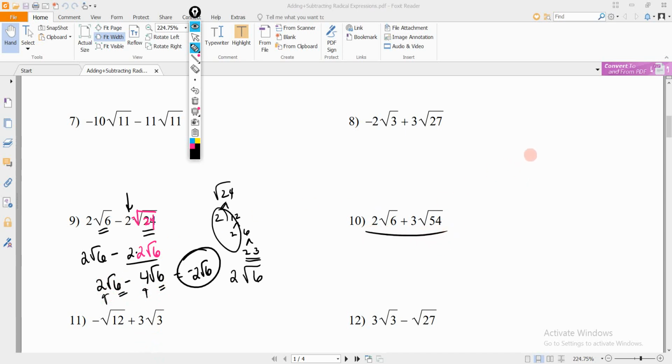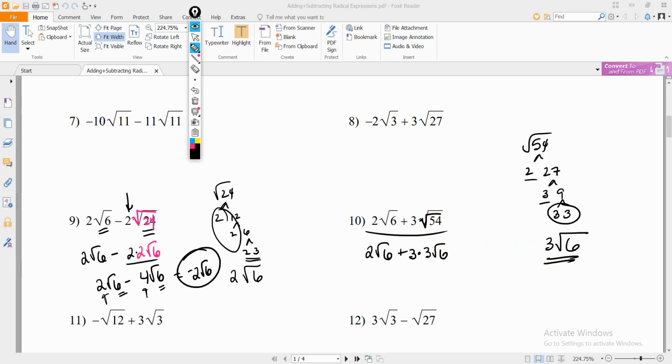Let's do this one. So we got 54. So radical 54, that goes to 2 and 27. 27 goes to 3 and 9. 9 goes to 3 and 3. So there's a pair of 3's. Come out front. That 2 and that 3 don't have a partner, so they go underneath. So you have 2 radical 6's plus the 3, but now this radical 54 turns into that. So I've got 2 radical 6's plus now this is 9 radical 6's. So 11 radical 6. So that thing right there changes to 11 radical 6.